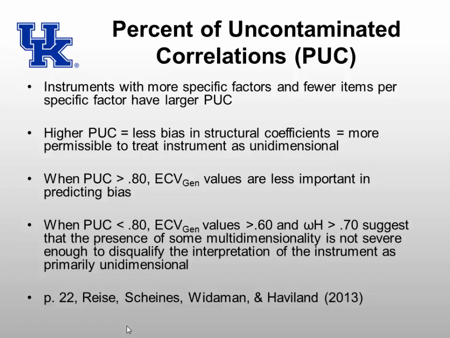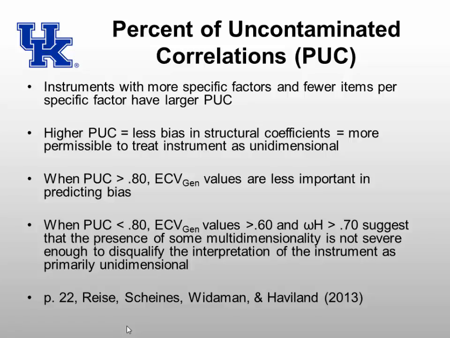PUC instruments with more specific factors and fewer items per specific factor have larger percent of uncontaminated correlations. A higher PUC means less bias in the structural coefficients, which is good, and it means it's more permissible to treat an instrument as unidimensional. When PUC is above 0.80, you don't have to worry as much about the ECB general. So PUC moderates the importance of ECB.